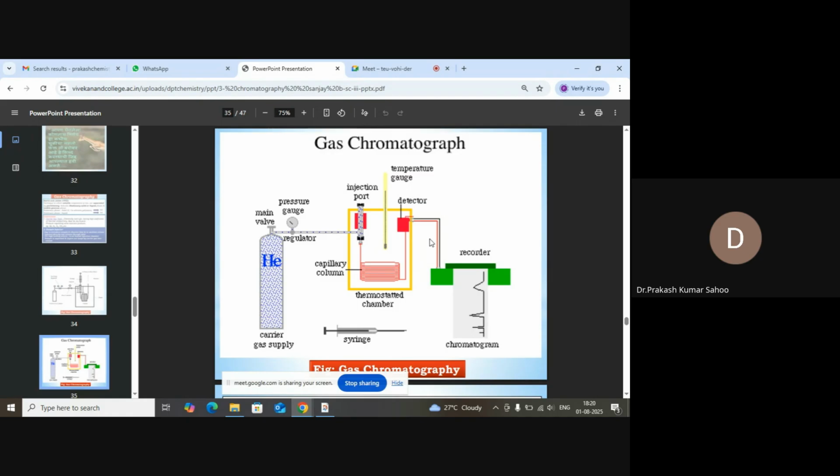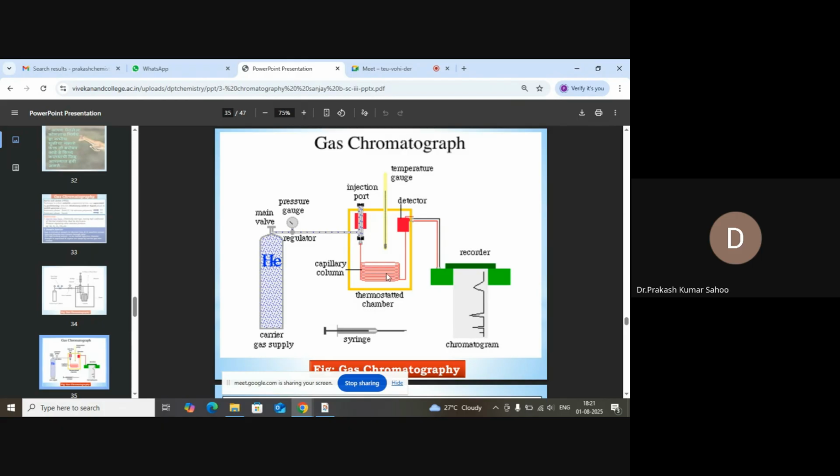So this is another form of your gas chromatography in which helium is the carrier gas. There is a regulator here. This is the injection chamber in which the sample gets injected, and this carrier gas will create the pressure and a neutral environment. And this is inside the oven or thermostat chamber. The sample gets vaporized, and the vapor of the sample is allowed to pass through this column.